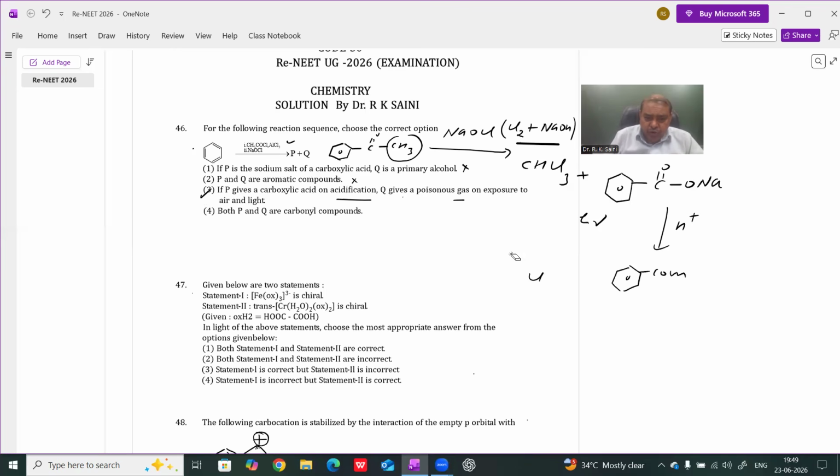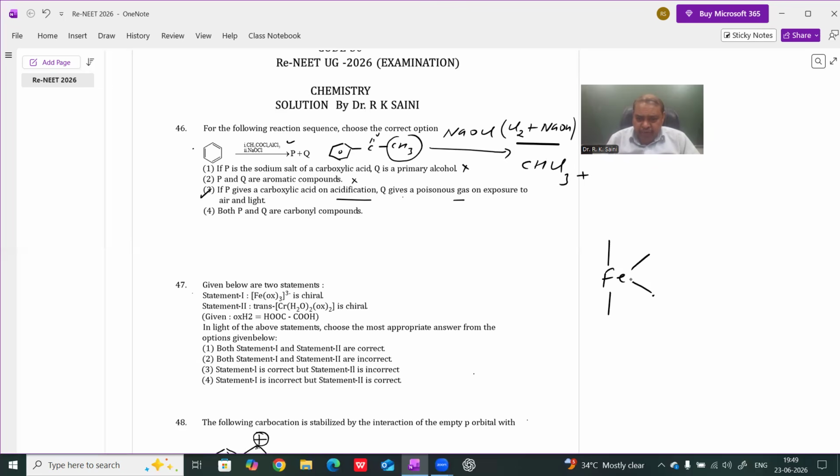Question next is taken from complexes. Both complexes are octahedral. One is an octahedral complex of Fe. In octahedral complexes, four valencies are present in the plane, one above the plane and another one below the plane. And the chelating ligand is oxalate ion, one oxalate, oxalate and oxalate. Due to lack of symmetry, it is chiral or optically active. Therefore, this statement is correct.